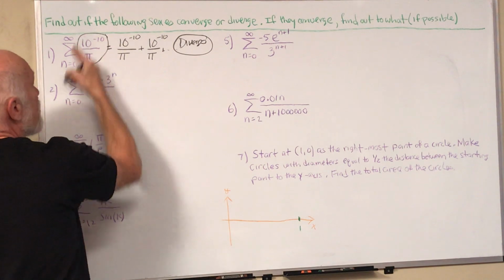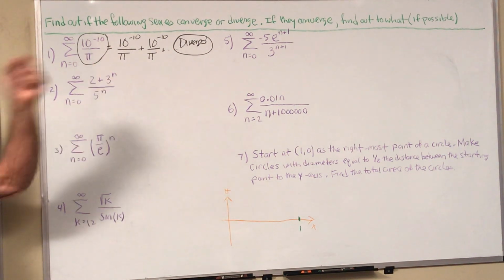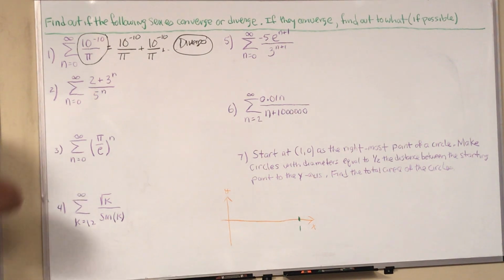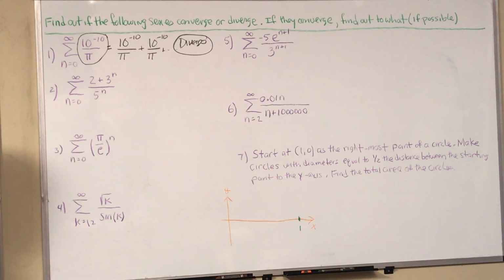Even though the terms are really, really small, we've got all the way to infinity to keep adding these up, and so they keep accumulating. If you get enough of these together, they're going to accumulate to something of value. So we use the nth term test to show that that one diverges.